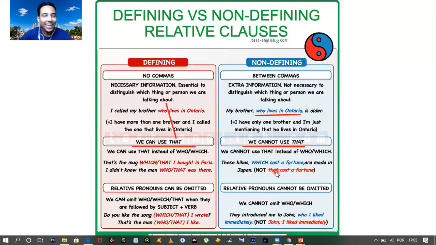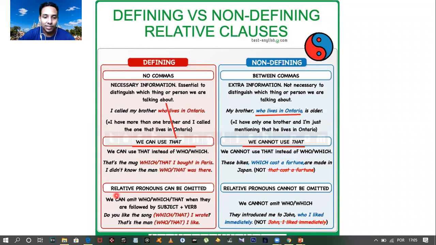Teacher, can I use that here? No, because it's a non-defining relative clause. It's something that's not important. That's the bike made in Japan. That's the bike which costs a fortune. Doesn't make sense, you know? That's very expensive. Doesn't make sense. It's not necessary extra information.